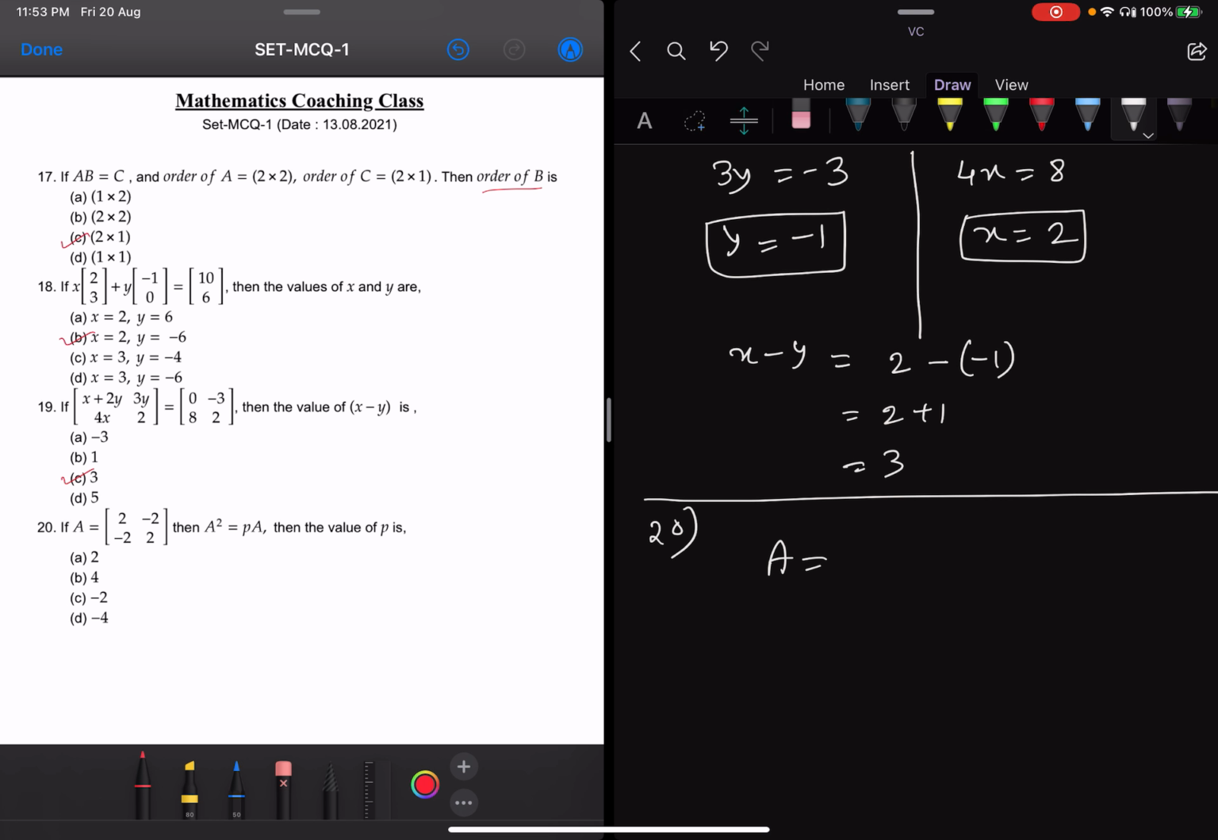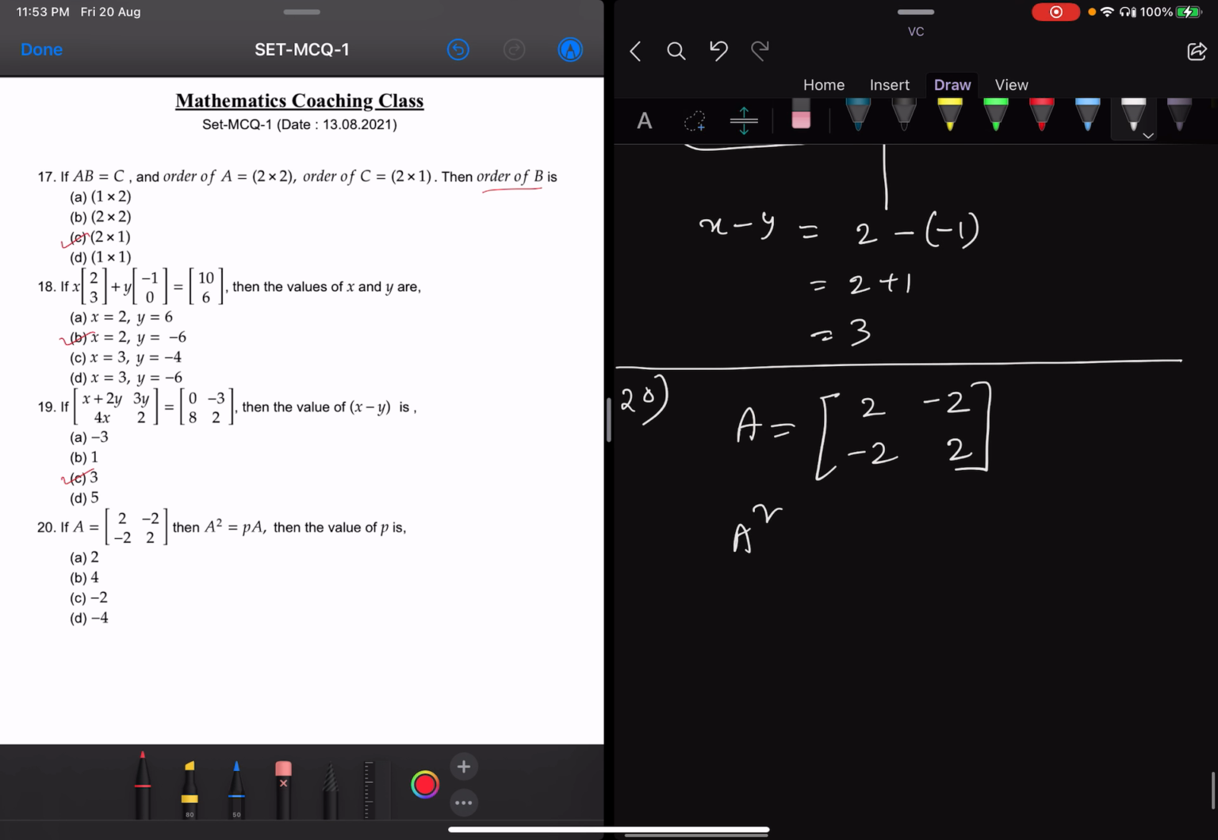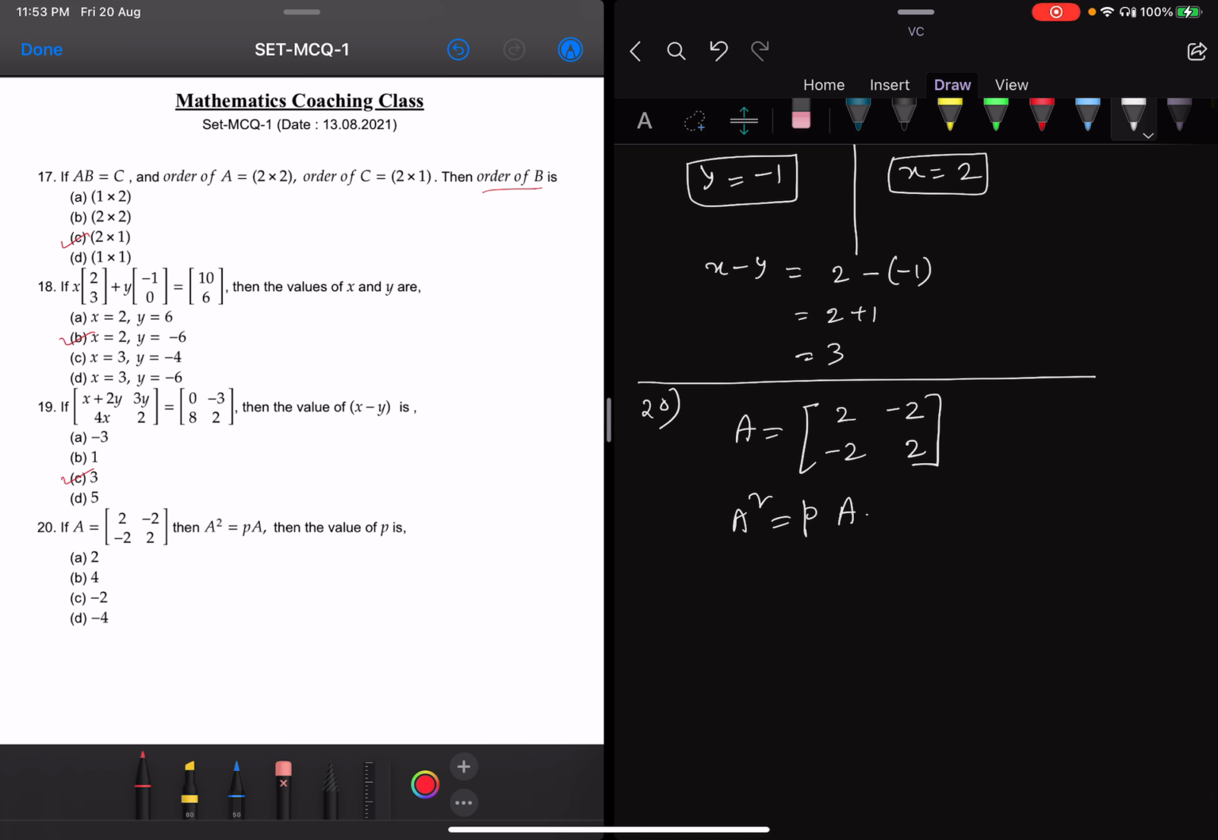Now we will go for question number 20. Here A equals 2 minus 2, minus 2 2 and A square equals PA. Now you have to find the value of P. Now to find the value of P, you have to multiply A twice because this is a square. Now what is meant by A square? Let us find that thing first. A square equals 2 minus 2, minus 2 2 times 2 minus 2, minus 2 2.